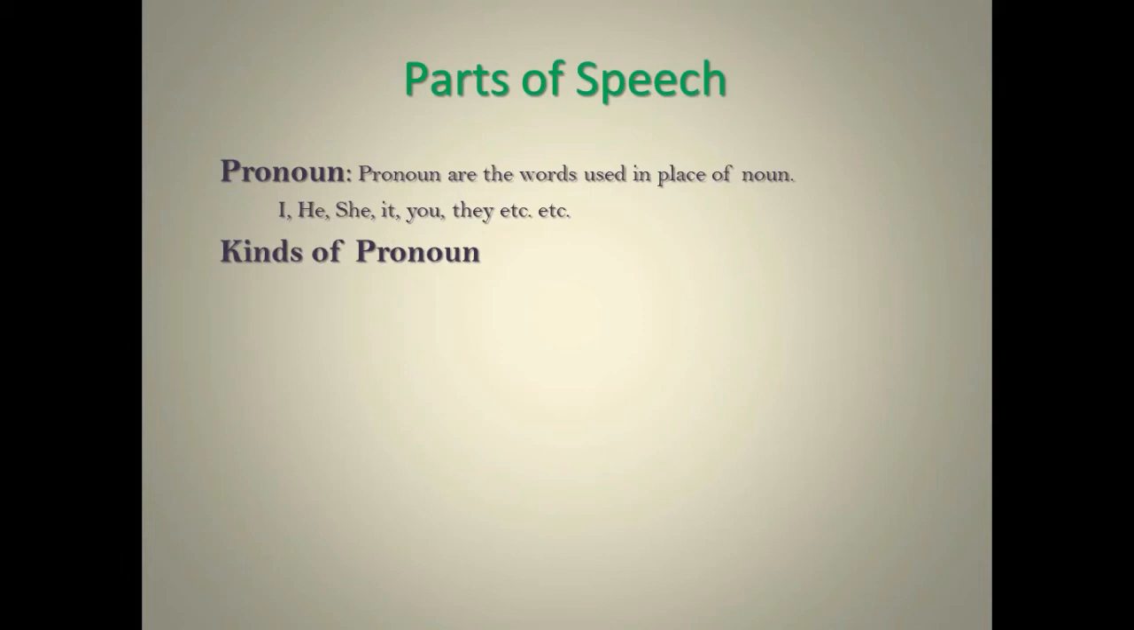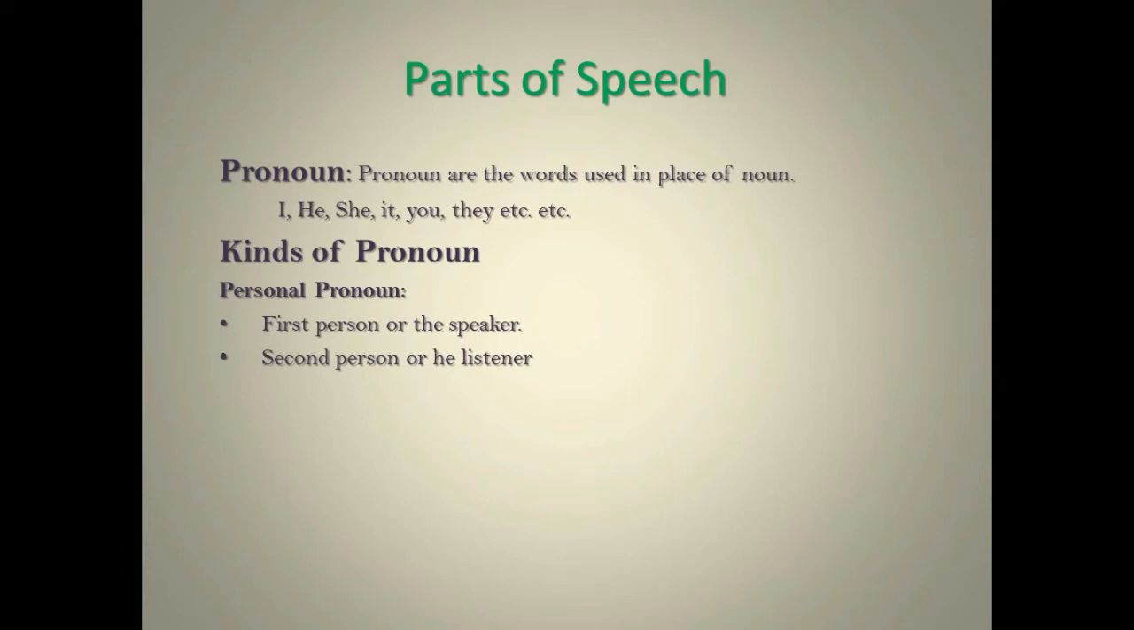Then kinds of pronoun. In kinds of pronoun, we can say first is personal pronoun. Personal pronoun refers to following 3 persons, that is the first person or speaker, like I, we, me, mine, us, ours. These are all personal, that is first person. Then second person, or the one who is listener, like you, yours. They are all second person. Then third person, like he, she, it, him, her, his, hers, they, them, theirs. These are all third person. So these are the types of personal pronoun.